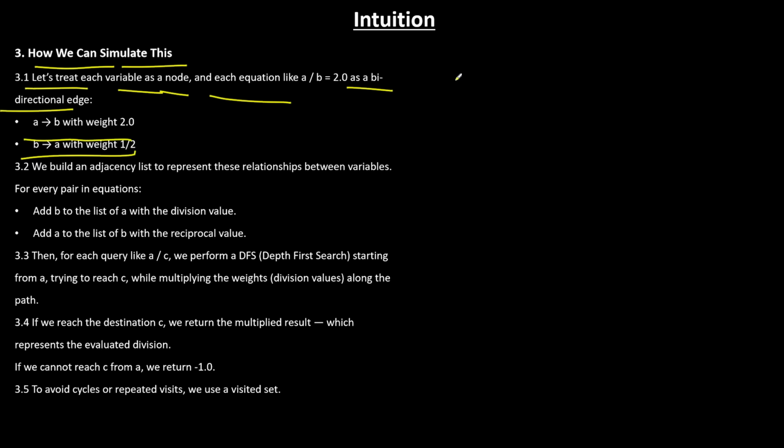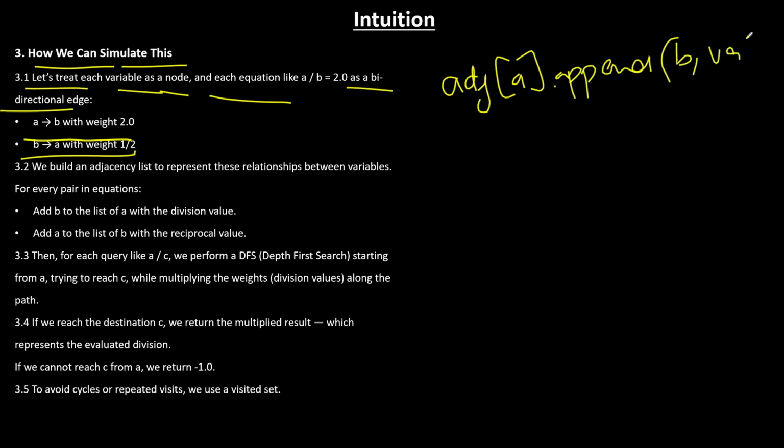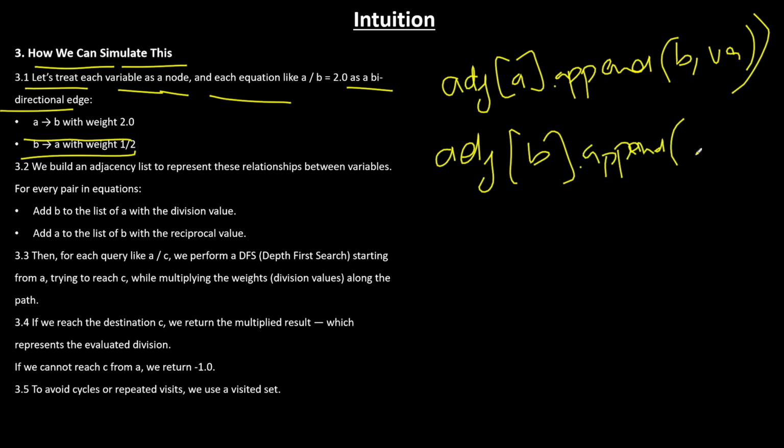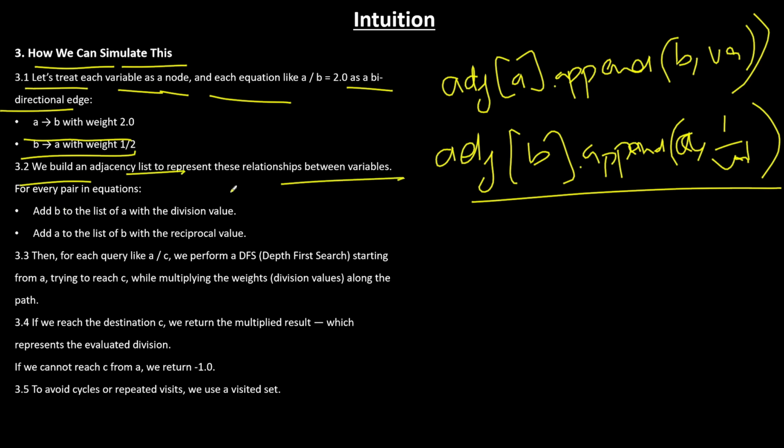This will basically be done as an adjacency graph we will create: A dot append B comma the value which was given to us, right? Great. Then B dot append C, and C to B with 1 by that value. Okay, this makes sense, right? This is a reciprocal value. This way we will build up the graph, an adjacency list to represent the relationship between the variables.